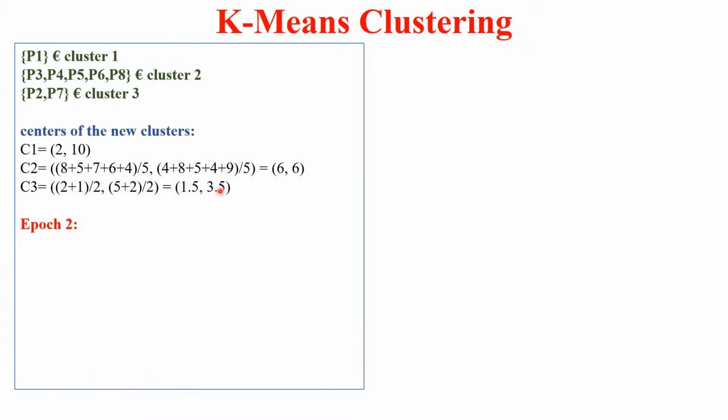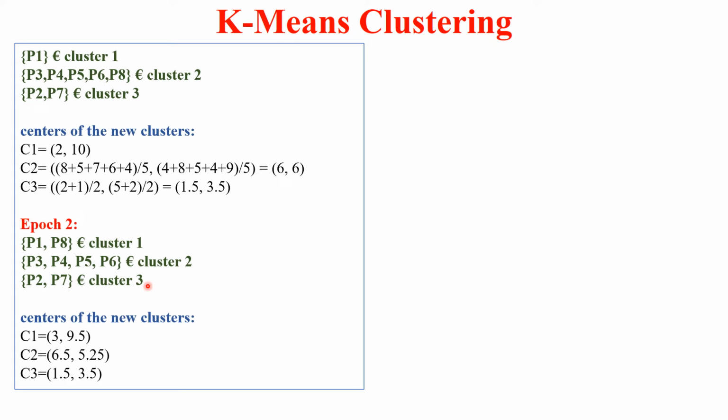In the second epoch, in a similar way when we compute, we end up assigning P1, P8 to cluster 1, P3, P4, P5, P6 to cluster 2, and P2, P7 to cluster 3. Finding out the centers of these 3 clusters: C1 center 3, 9.5, C2 6.5, 5.25, C3 1.5, 3.5. Considering the assignment of P8, there is a shift from cluster 2 to cluster 1.